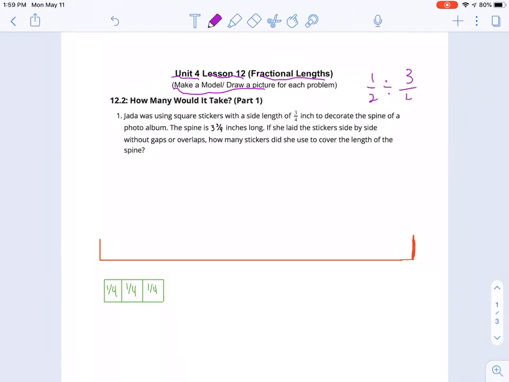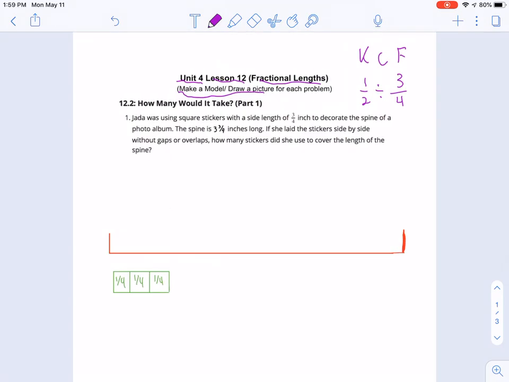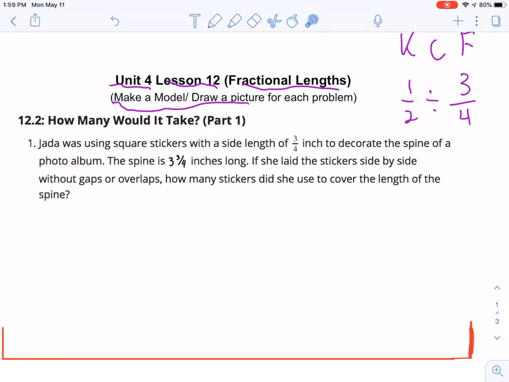Now, what kind of algorithm were we using to divide fractions again? Yes, we were doing keep and then change and flip. So we're going to be reviewing that as well. Okay, let's take a look at the first problem, shall we?